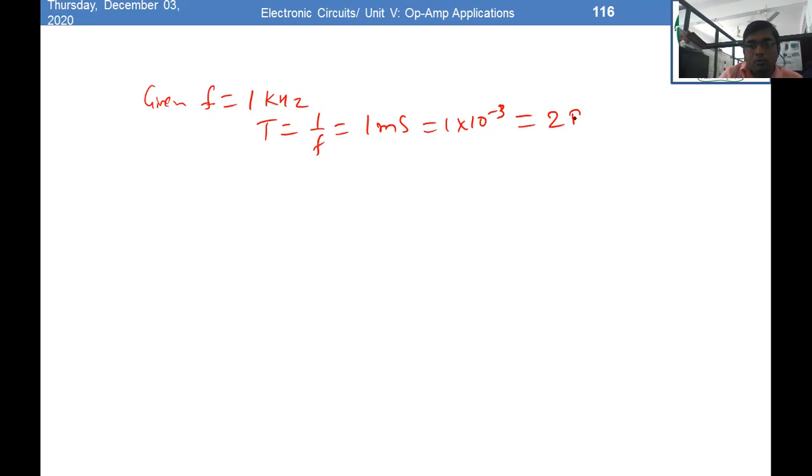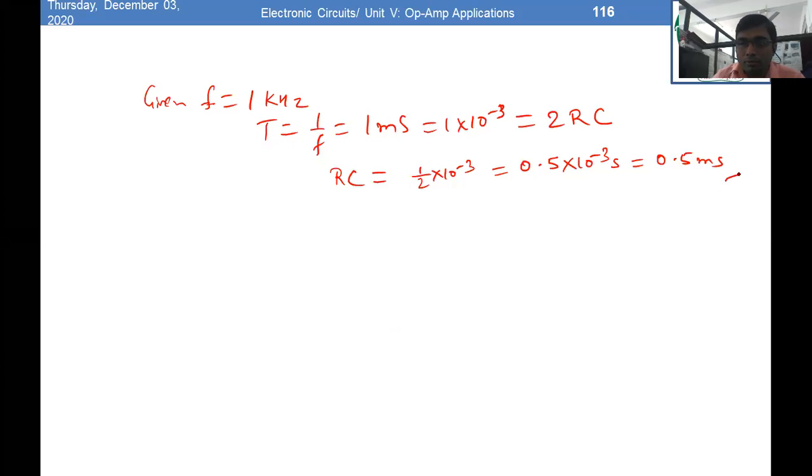That is equal to 2 RC. So RC would be equal to what? 1 upon 2 into 10 raised to the power minus 3, that is 0.5 into 10 raised to the power minus 3 second, or 0.5 millisecond. So this is the answer of the first question.